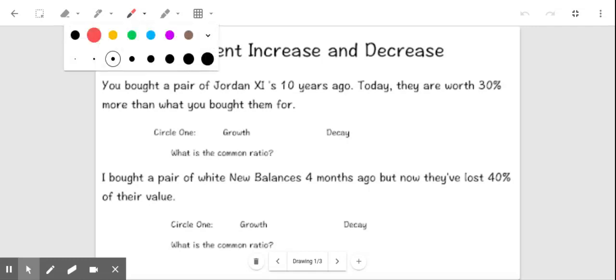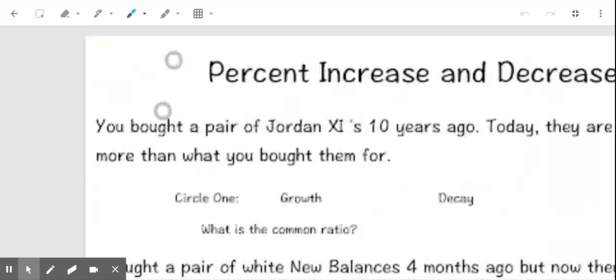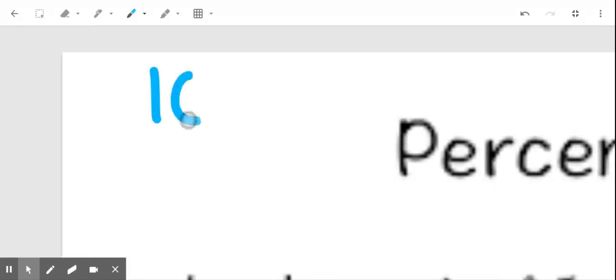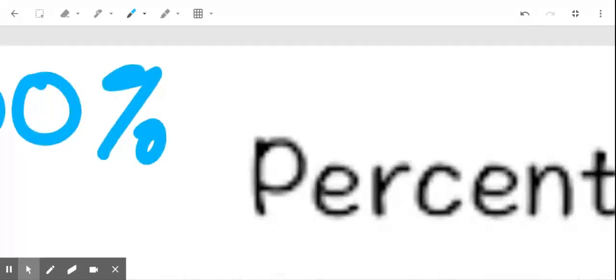All right. So I want to write that up here. 100% is our starting point when we talk about percent increase. So 100% is our starting point. And this will make sense in a moment.